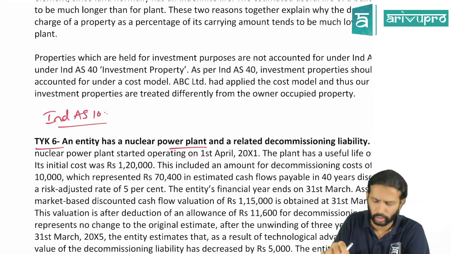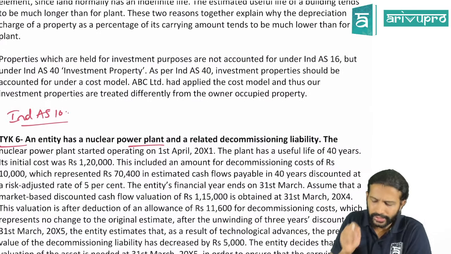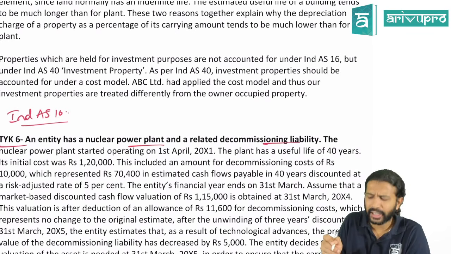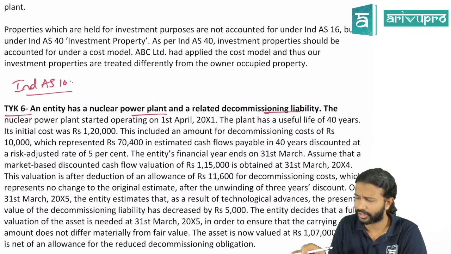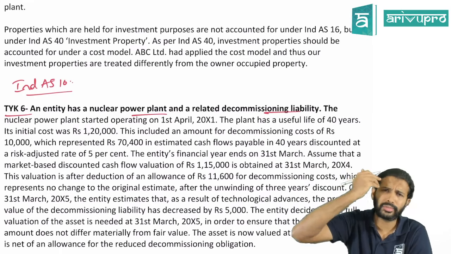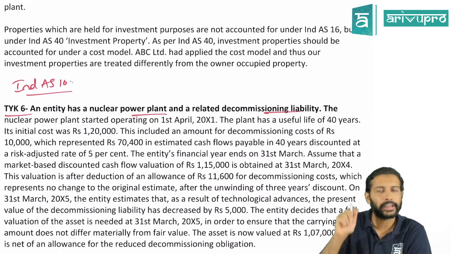That's what is happening here also, I think. Let's see. So the entity has a nuclear power plant and a related decommissioning liability. So they have to restore this asset. Some environmental damage has happened, so they have to restore. Some DSR liability is there on the entity's head.